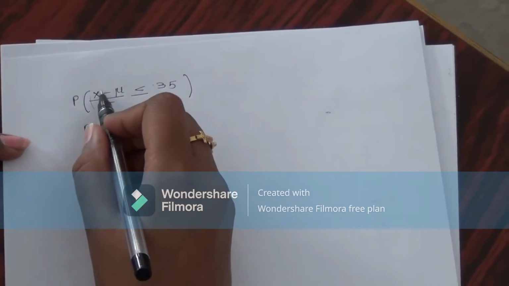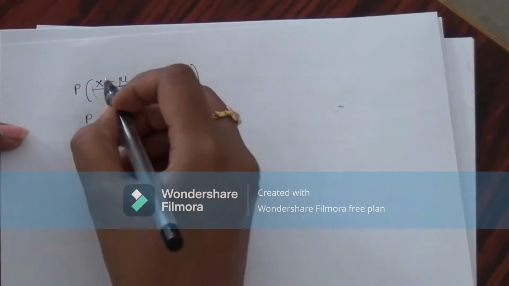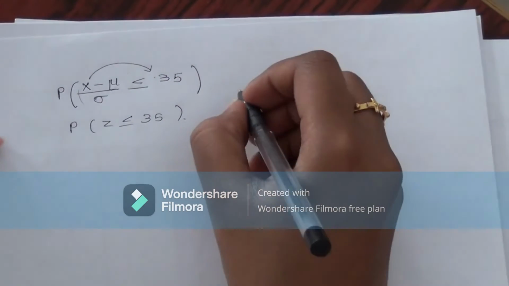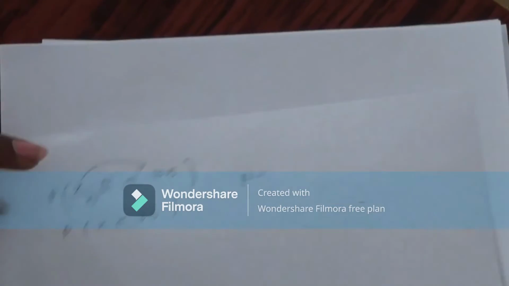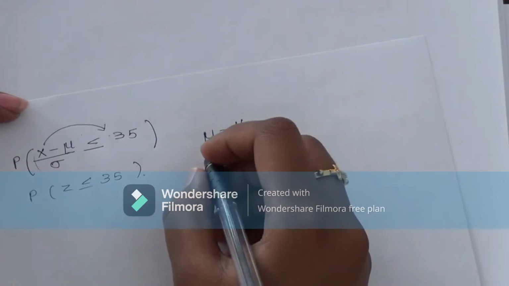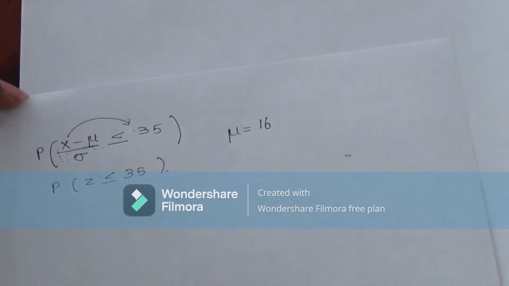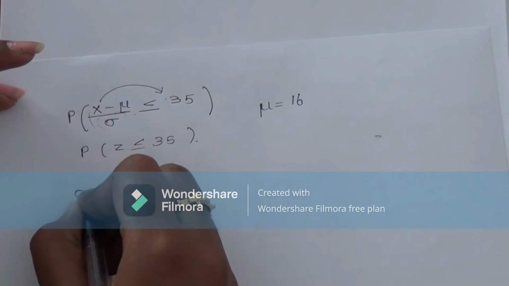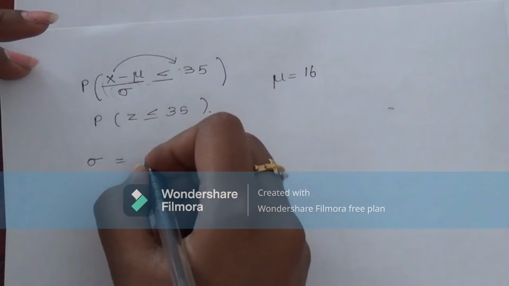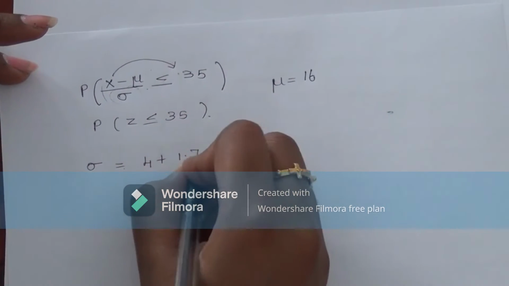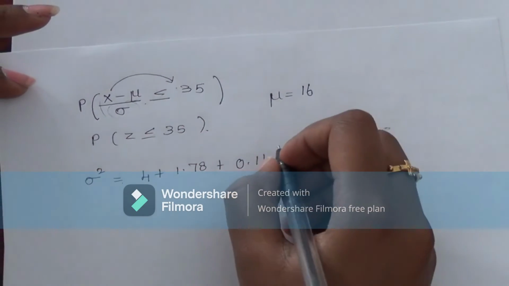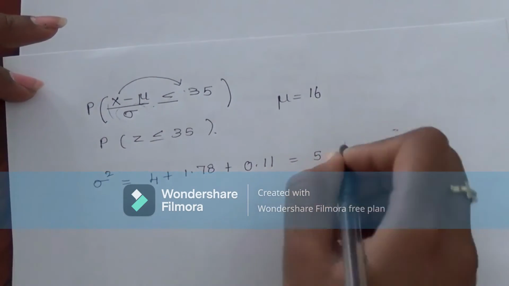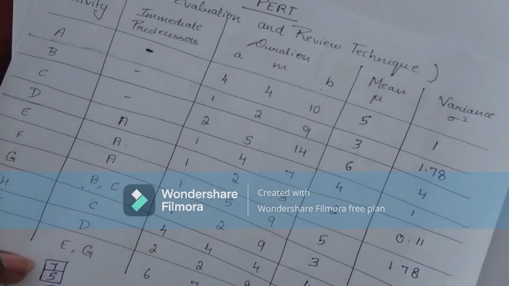Now we have to find all these variables x, mu and sigma. X is nothing but this 35. Mu is the value which we have already calculated, that is 16. Now we have to find the value for sigma. Sigma squared will be nothing but 4 plus 1.78 plus 0.11. This will be nothing but 5.89. I got all these values from the critical path.